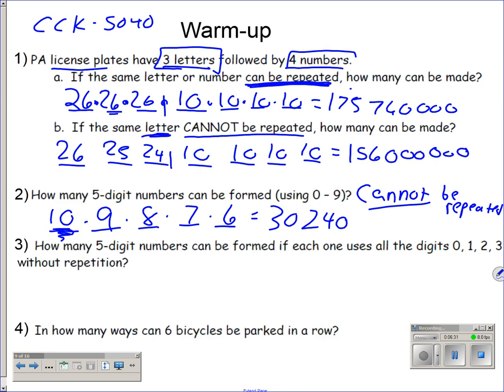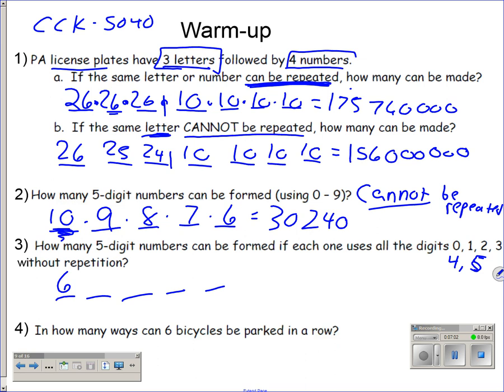Number 3 is kind of a typo. It says, how many 5-digit numbers can be formed if each one uses all the digits 0, 1, 2, 3, 4, 5. Let's say 0 through 5, without repetition. Alright, so again, we have a 5-digit number: 1, 2, 3, 4, 5. How many options do I have for that first space? 6. 0 through 5, that is 6 possible numbers.